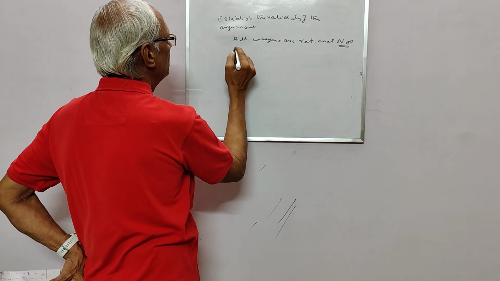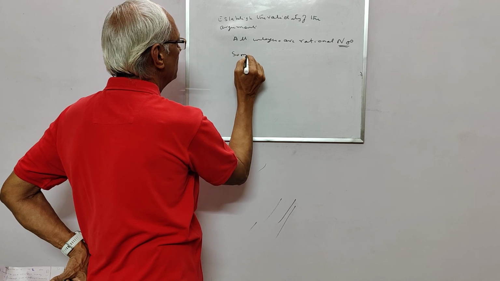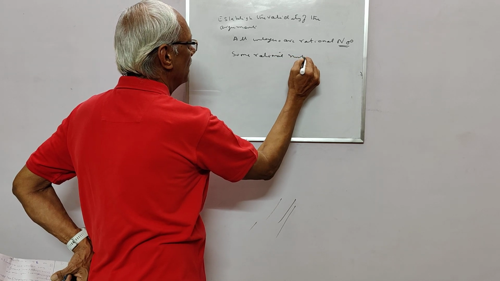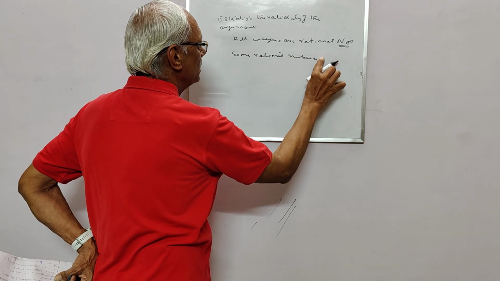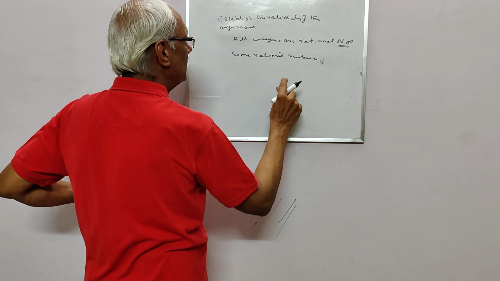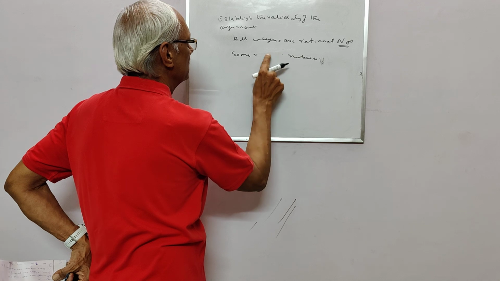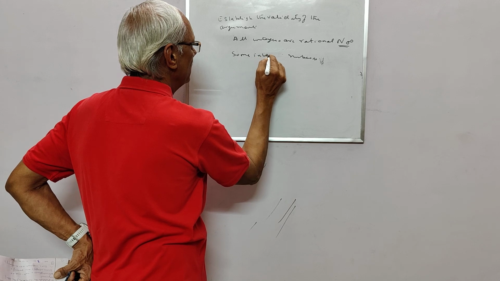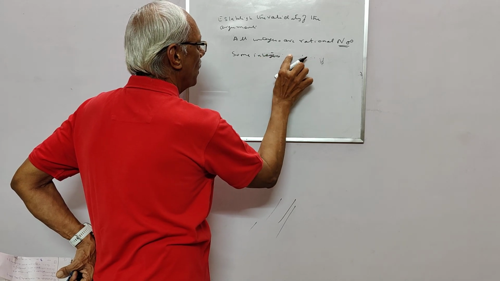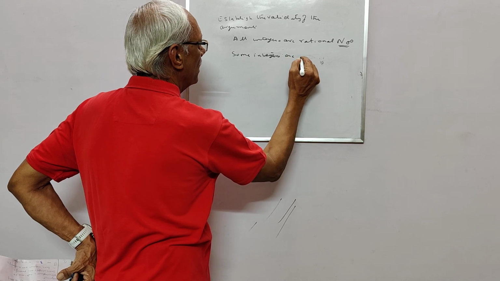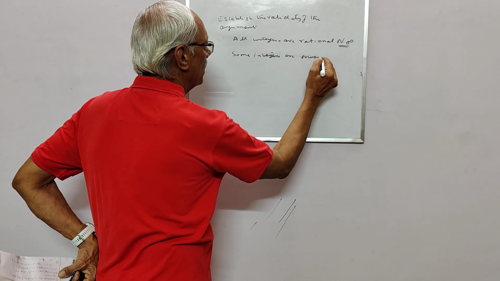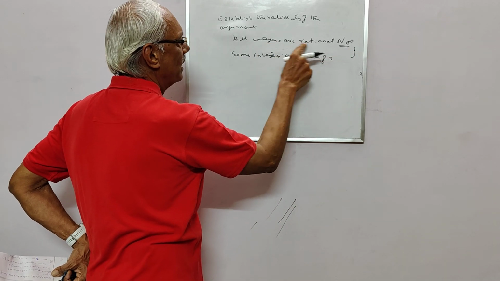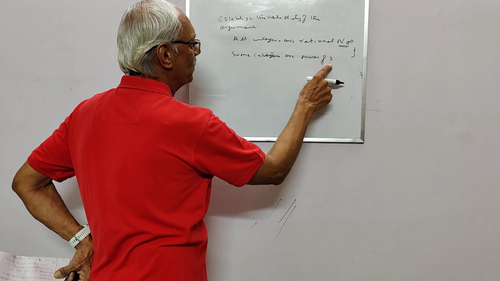This is given. And some integers are powers of 3. Say these two are given to you: all integers are rational numbers, some integers are powers of 3.